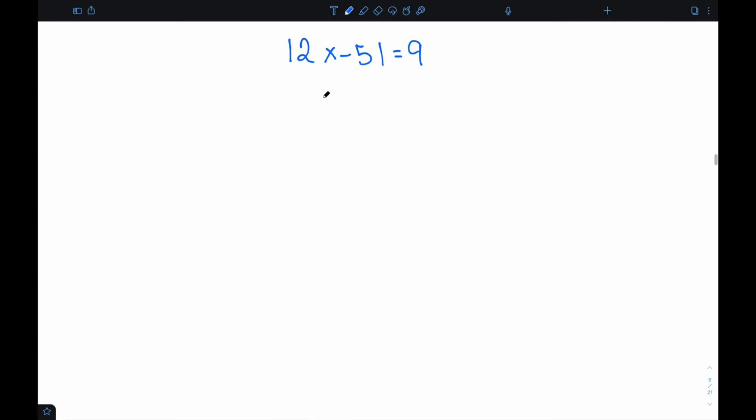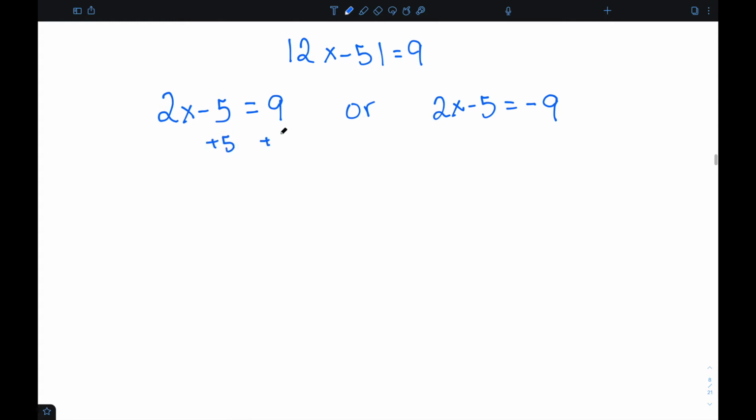Let's look at the absolute value of 2x minus 5 is equal to 9. This sets up two equations. One is 2x minus 5 is equal to 9. The other, 2x minus 5 equal to negative 9.